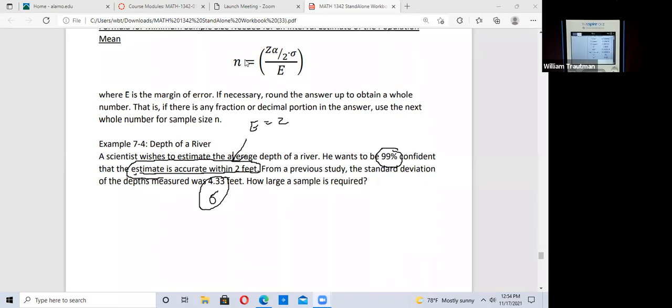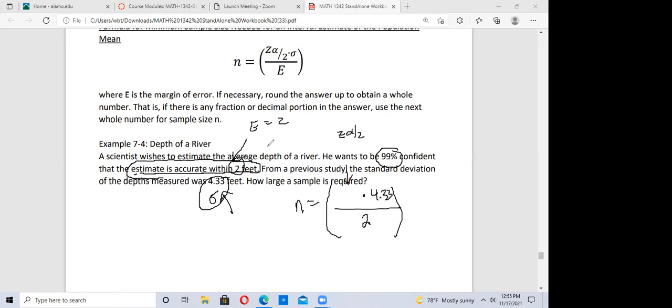So let's look at the formula again. N equals Z alpha over 2. I'm going to leave that blank for now. Times the standard deviation. We said that was 4.33 right there. And the margin of error we said was 2. So we need to find this Z alpha over 2 for what percentage did we say? 99%.